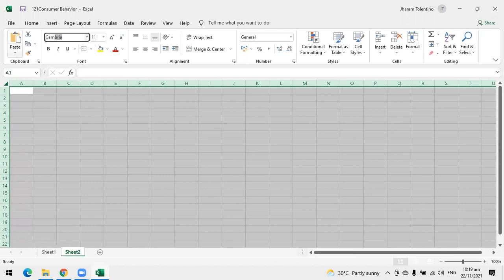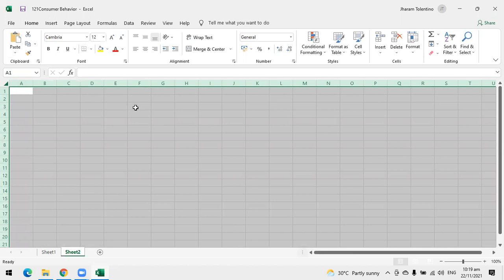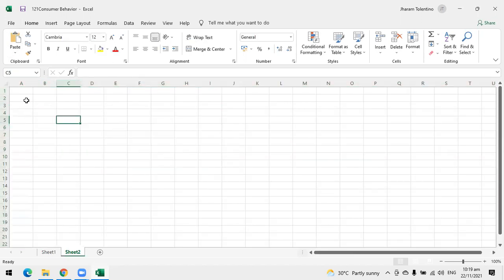So let me change this first. We have Cambria 12 for that, and then row height. Okay. So for example, you have product X and product Y. Let's find the combination. And we have limitations here. What are the limitations? Budget. In this case, it is equal to 8 pesos. So that is our equation.